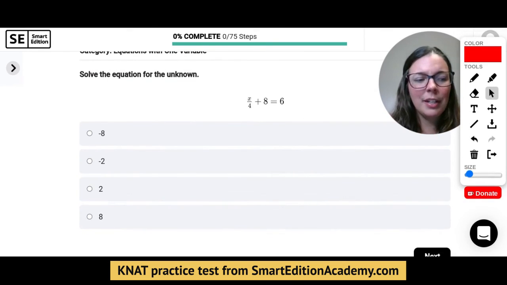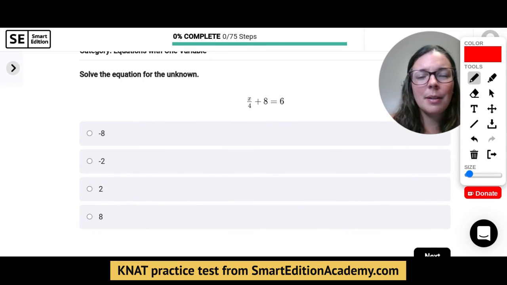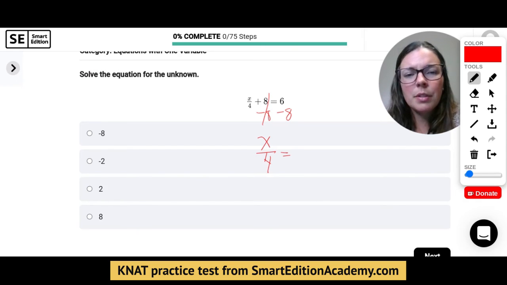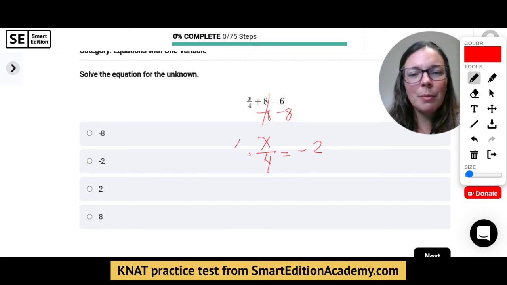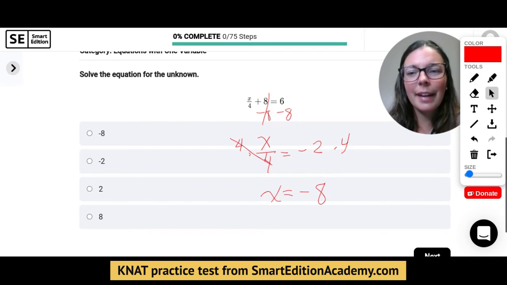Okay, a little bit of algebra here. x over 4 plus 8 equals 6. Okay, so let's get rid of this 8, subtract 8 from both sides. So we have x divided by 4 equals 6 minus 8, which is -2. So to get x by itself, I have to get rid of the dividing by 4, so I'm going to multiply each side by 4. So -2 times 4 would be -8. So x has to equal -8.